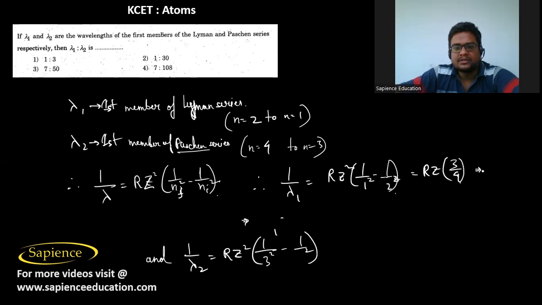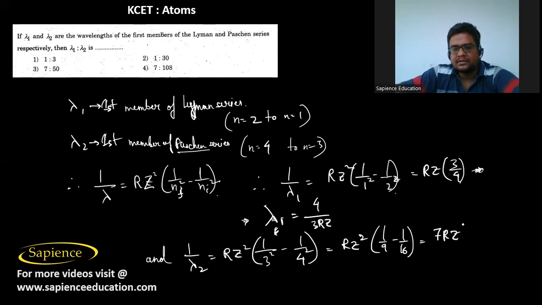So it means that lambda 1 I can write that is equal to 4 by 3 R Z. And here this will be also 1 by 3 square minus 1 by 4 square. So this is R Z square into 1 by 9 minus 1 by 16. So this is equal to 16 minus 9, that is 7. So 7 R Z square divided by 16 into 9. 16 9s are 144. So therefore lambda 2 is equal to 144 divided by 7 R Z square.